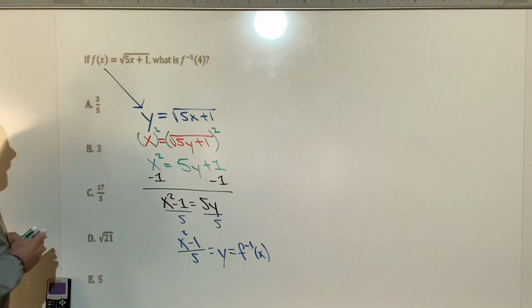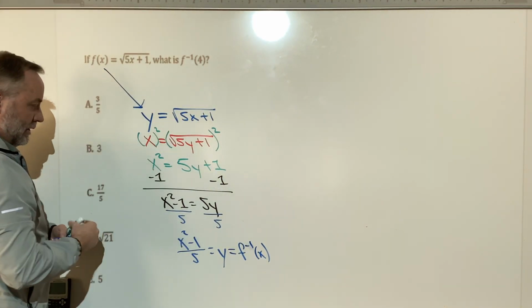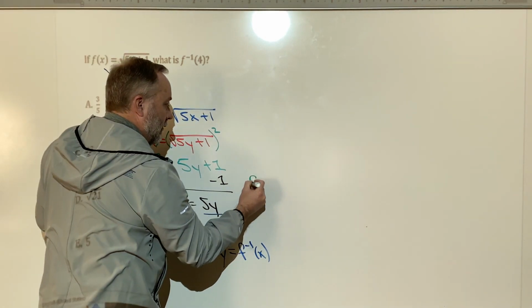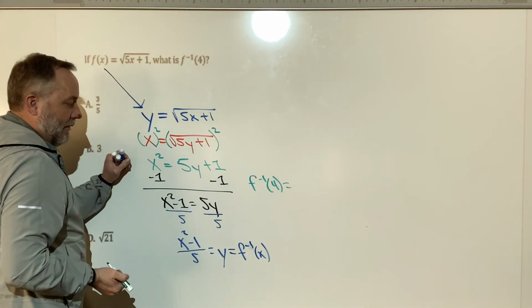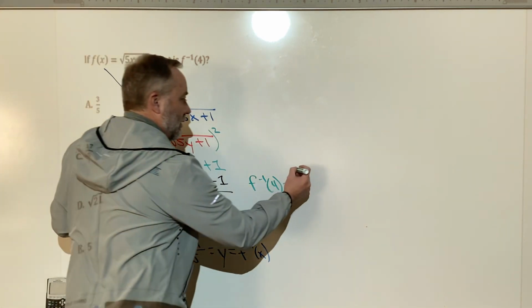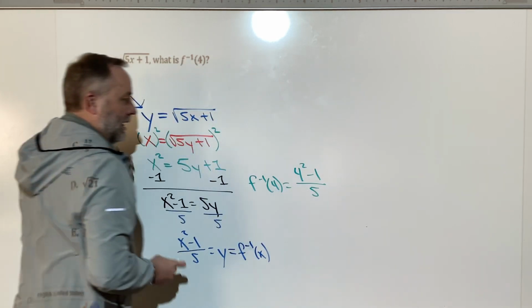Okay, so now we're asked to evaluate the inverse at 4. So let's just show that here. The inverse of 4: everywhere in the inverse that we have an x, we're going to plug in 4. So that looks like this. 4 squared minus 1 divided by 5.